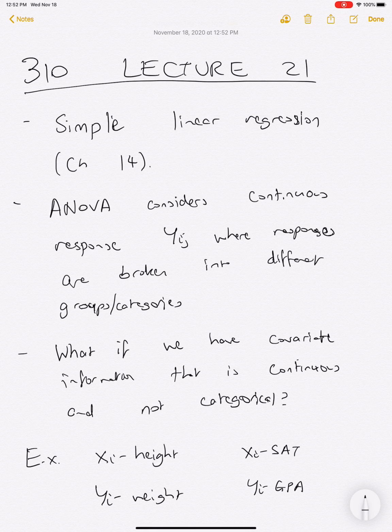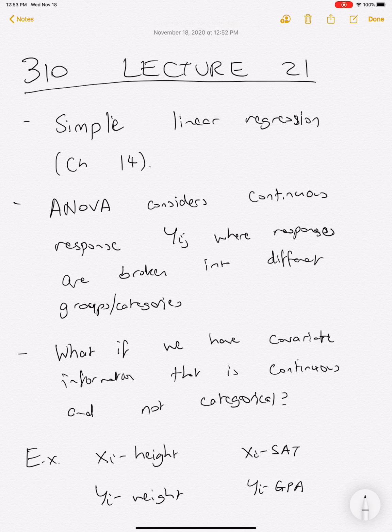Hello, everyone. Welcome to Stat 310, Lecture 21. This is going to be the penultimate lecture on new content. So there's going to be Lecture 21 and then Lecture 22, and that'll be it in terms of our new content. And we're going to cover the last key topic in the course, which will be in Chapter 14, which is simple linear regression.